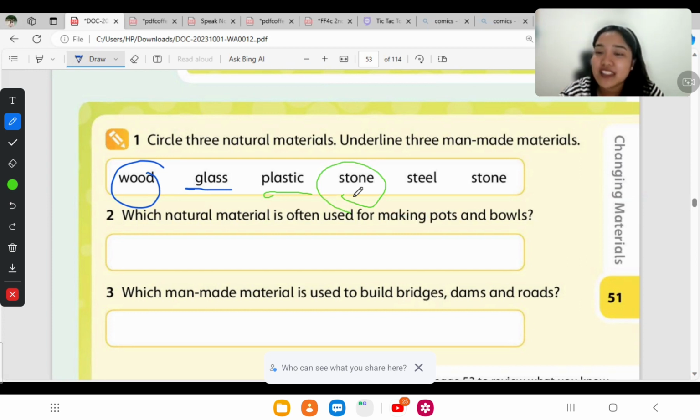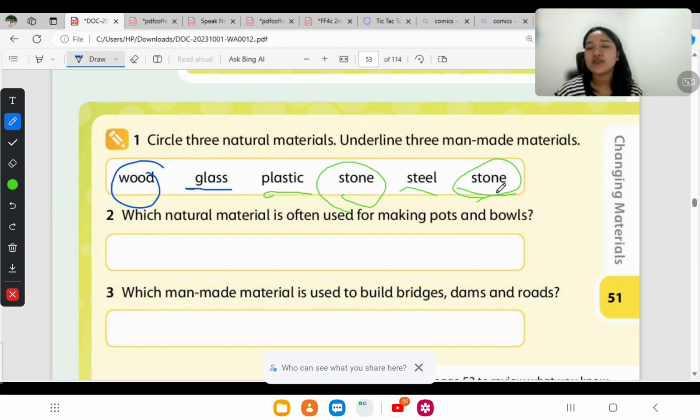Steel. How about steel? Man-made or natural? Man-made. Okay, it's man-made, so let's underline. And the last word, stone. Stone again. Is it man-made? Natural. There are two stones, so it's still natural. Good job.